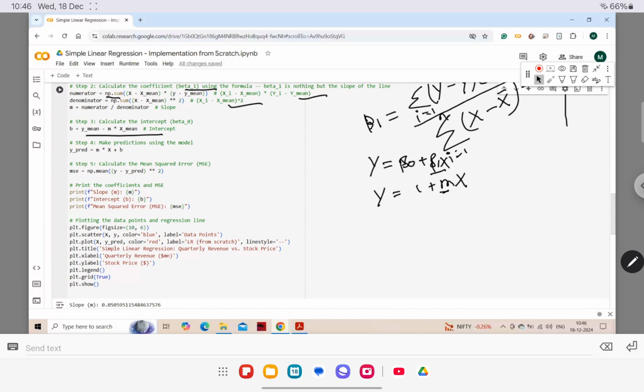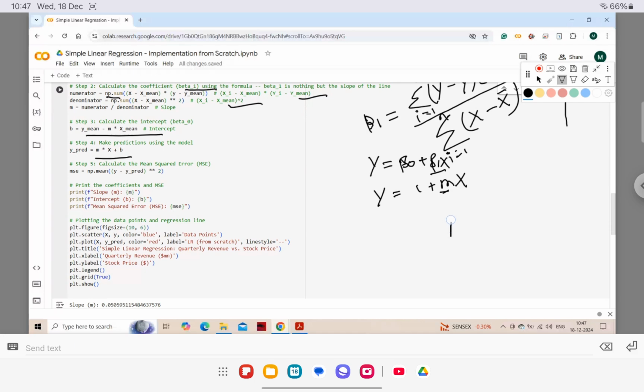Since we now have with us the value of beta naught and beta 1, we can now calculate the value of the dependent variable given any independent variable value. So we have calculated y pred as beta 1 into x plus beta naught, mx plus b. Now we have our predicted value of y with us.